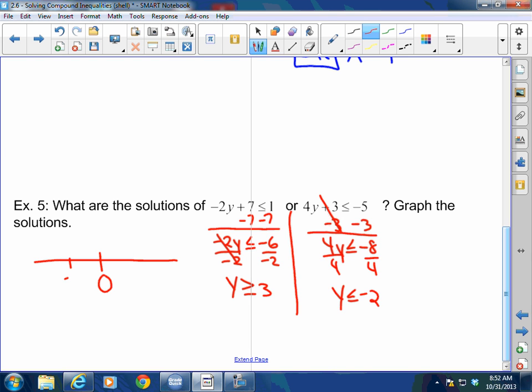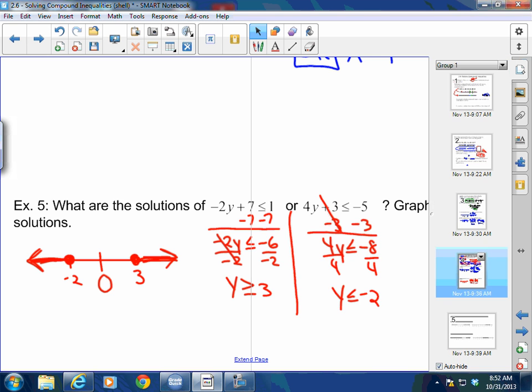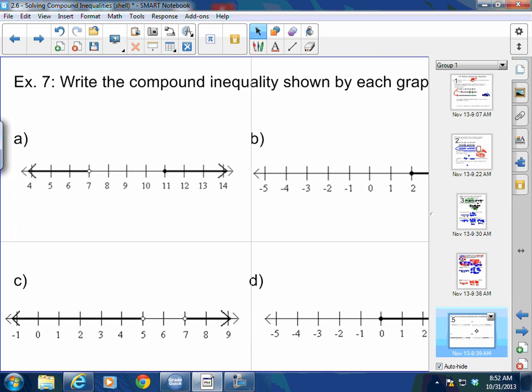I got my negative 2, and I got my 3. Y is greater than or equal to 3, closed circle, to the right. Or y is less than or equal to negative 2, closed circle, to the left. Does that make sense, y'all? Awesome. Okay, so a couple more now.